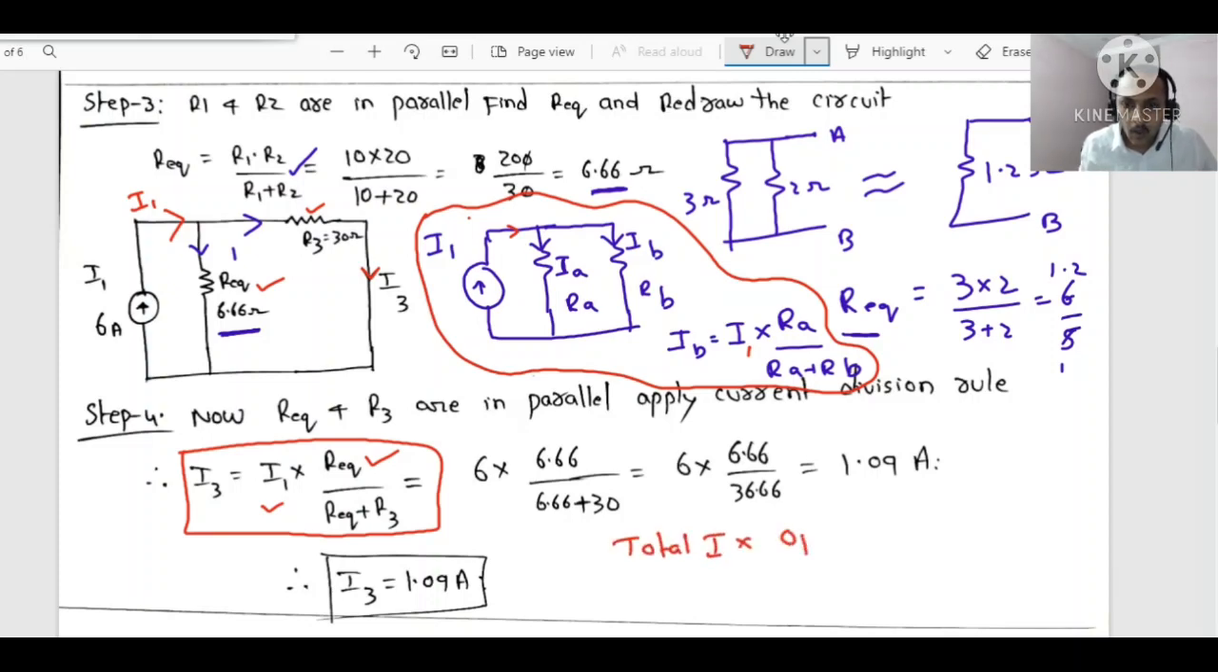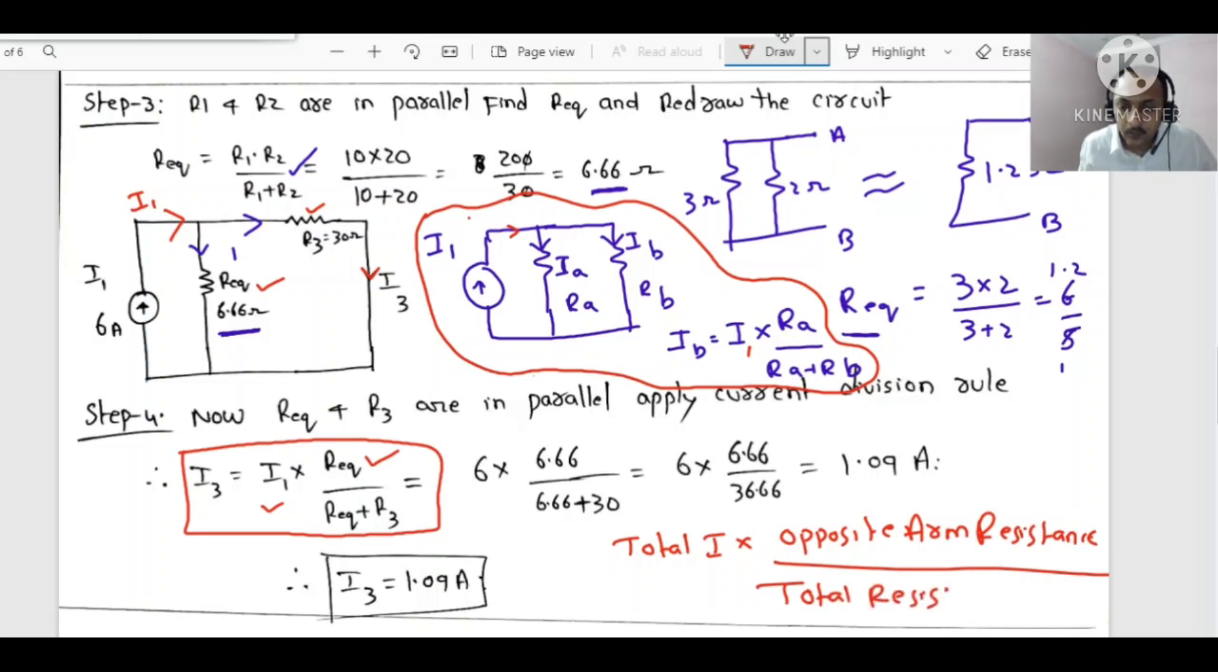Total current into opposite arm resistance divided by total resistance. If it is the voltage division rule, it is total voltage into same arm resistance by total resistance, right? So that is what we have done here. 6 into 6.66 by total resistance gives 1.09 amps. So now I3 is how much, dear students? 1.09 amps. Very important.